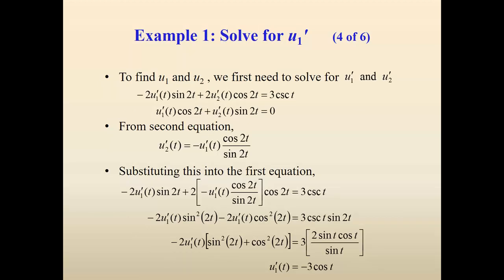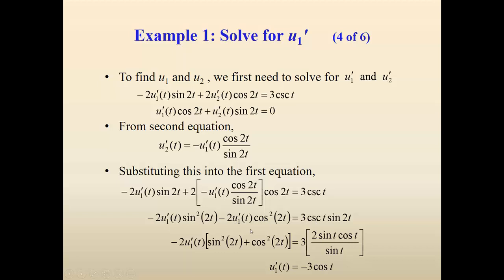So we're going to need to solve for them. Well, from the second equation, I can solve for u2 prime. So I get negative u1 prime of t cosine of 2t over sine of 2t. Plug that back into the first equation. Well, cosine of 2t times cosine of 2t is cosine squared of 2t. And multiplying the entire equation by sine of 2t will give me sine squared over here and sine of 2t over here times the cosecant.